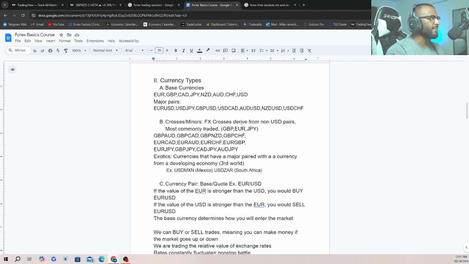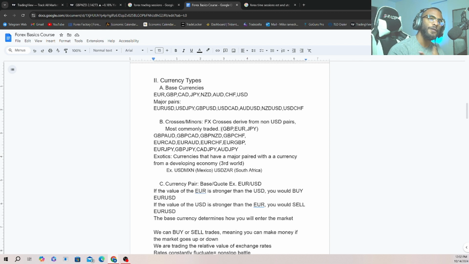So the next thing that I want to talk to you guys about are what we call the crosses or the minors. So we went over the base currencies, we went over the major pairs. Now we're going to talk about the minor currency pairs. Now, what does that mean? So the foreign exchange crosses derive from non-US dollar pairs. Pretty straightforward. So anything in the minors is something that is not a USD derivative. It means it doesn't come from the US dollar.